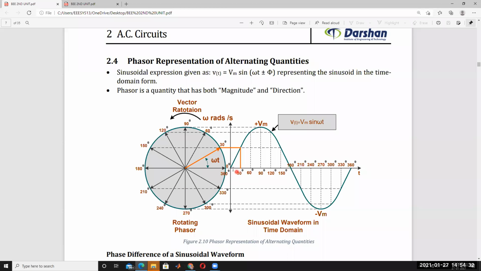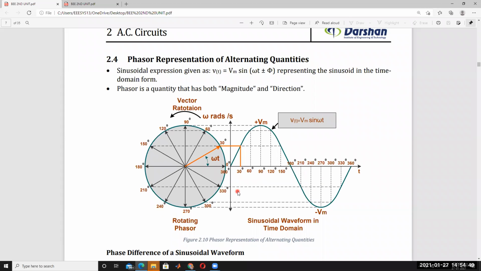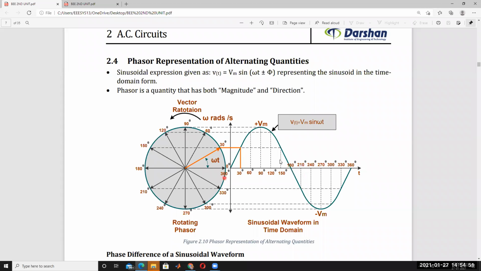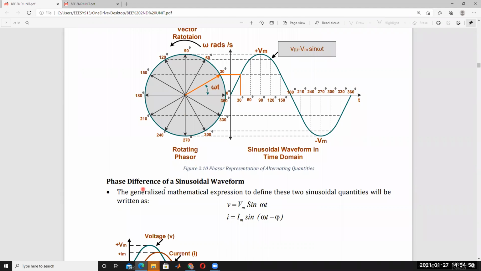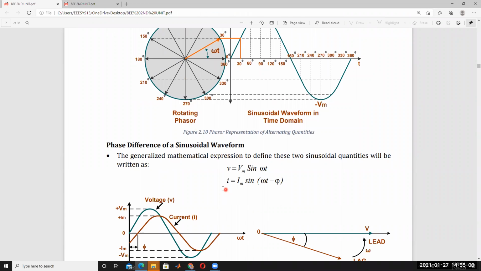For different types of angles: 0 degrees, 0 as it is; 30, 30; 60, 60, rotating in the anti-clockwise direction. For 180, 0. Then 210 again here, and negative. Like this we have to represent the alternating quantity as a rotating phasor. Understood? Then the phase difference of a sinusoidal waveform.